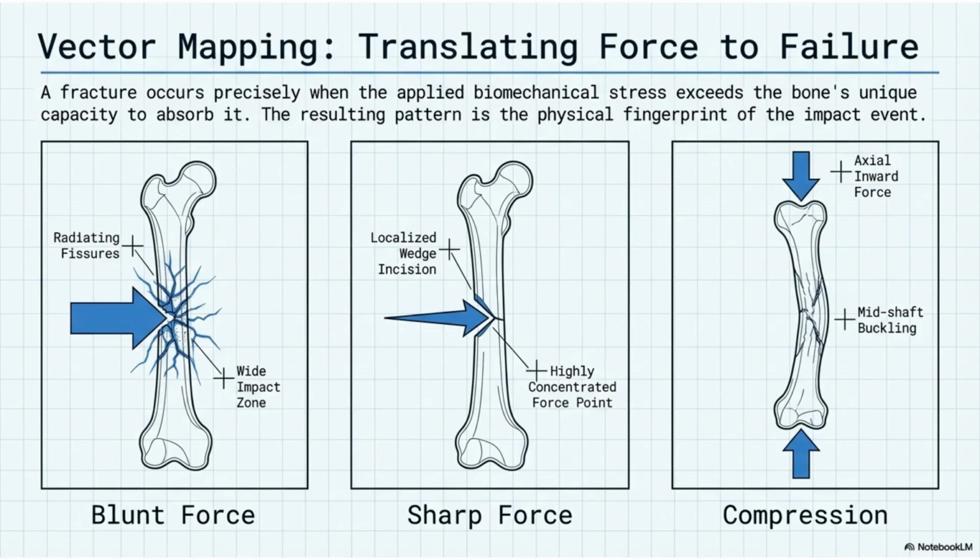Vector mapping translates force to failure. A fracture's resulting pattern is the physical fingerprint of the impact. Blunt force creates radiating fissures, sharp force causes localized wedge incisions, and compression results in mid-shaft buckling.